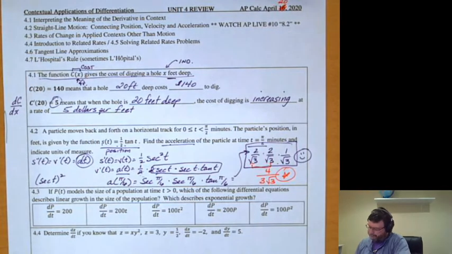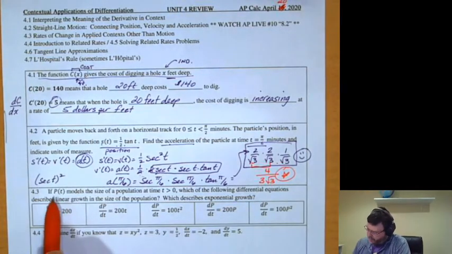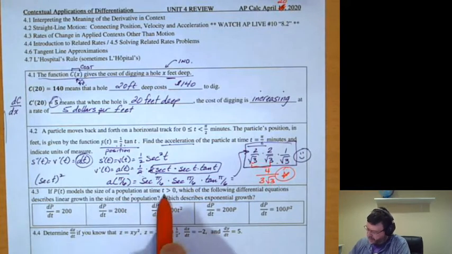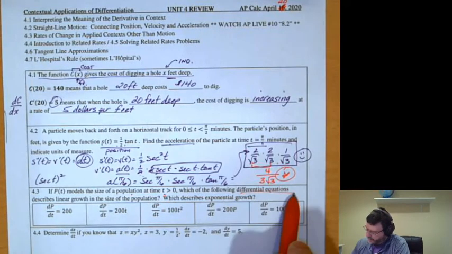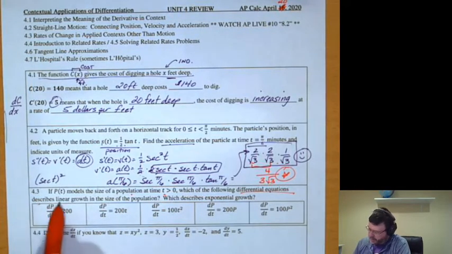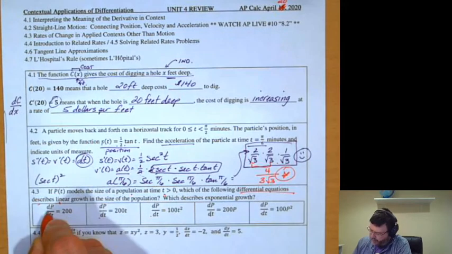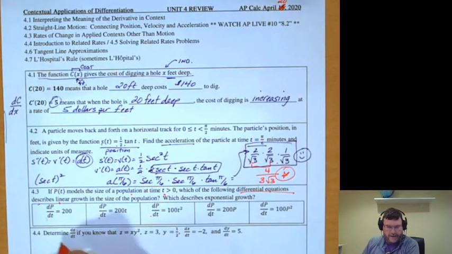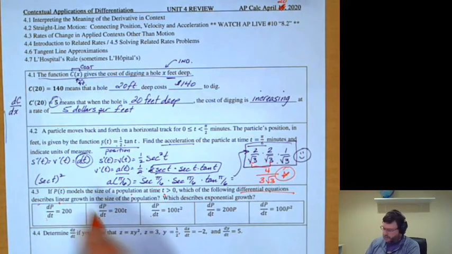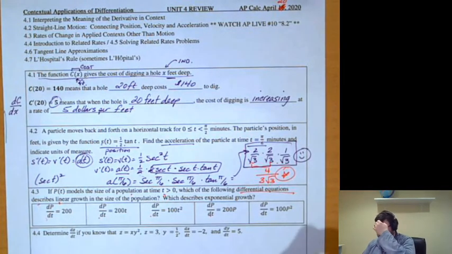All right. P of t models the size of a population, t greater than 0. Which of the following differential equations describes linear growth? So all of these are derivatives, rates. Derivative of P, the size of the population, the change of population over time. So that's what we're looking at in each of those. They're asking which one is the linear one.